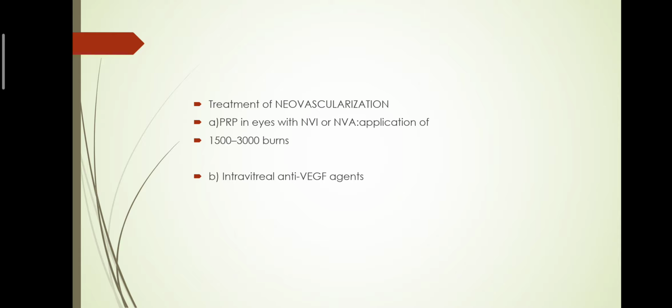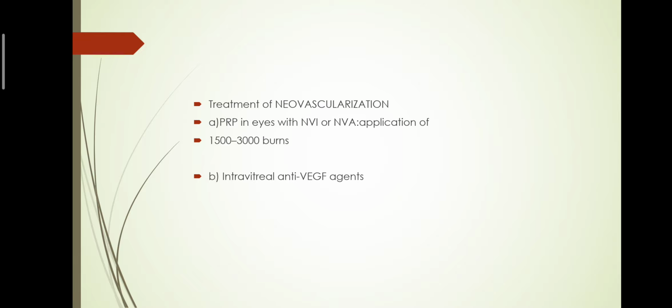It is because when there is hypoxia, there is production of VEGF, or vascular endothelial growth factor, which in turn leads to production of new vessels. These new vessels will be very fragile and small, and lead to hemorrhages and traction. So they will lead to complications. So we have to reduce the production of VEGF. We can do this by reducing the oxygen demand, and this can happen only by burning the retina. So we are reducing the oxygen demand by burning the retina, and hence reducing the production of VEGF. This is the principle behind using pan-retinal photocoagulation.